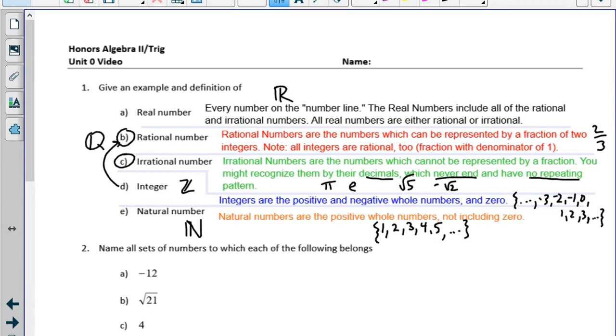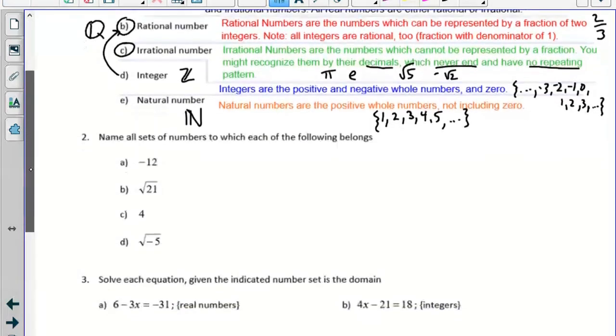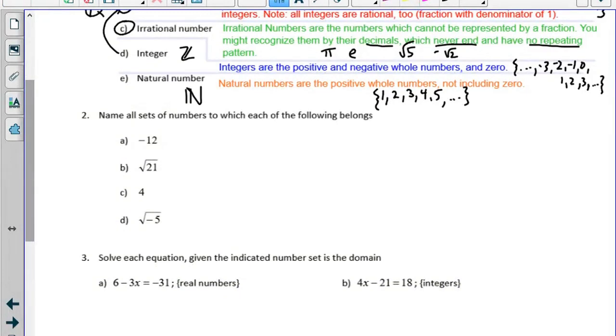So those are the definitions. Okay, number 2, name all sets of numbers to which each of the following belongs. -12 is not a natural number because it's negative, but it is an integer. It is a rational number, and it is a real number.